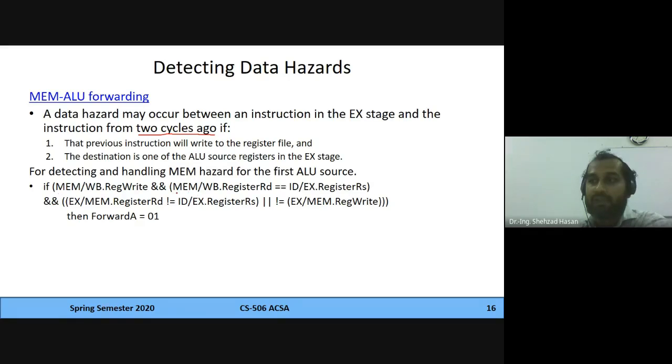The main thing that you have to see is the instruction has moved to the write back stage, and the current instruction is still in the execution stage. So you need to check the instruction which has moved to write back stage has a matching destination code with the source code of the instruction currently in the execution stage, and this instruction in the write back stage is writing to the register file. So if these two conditions are true, then you have to forward the value coming from the MEM/WB pipeline to the ALU. Sometimes it's called MEM to ALU forwarding.